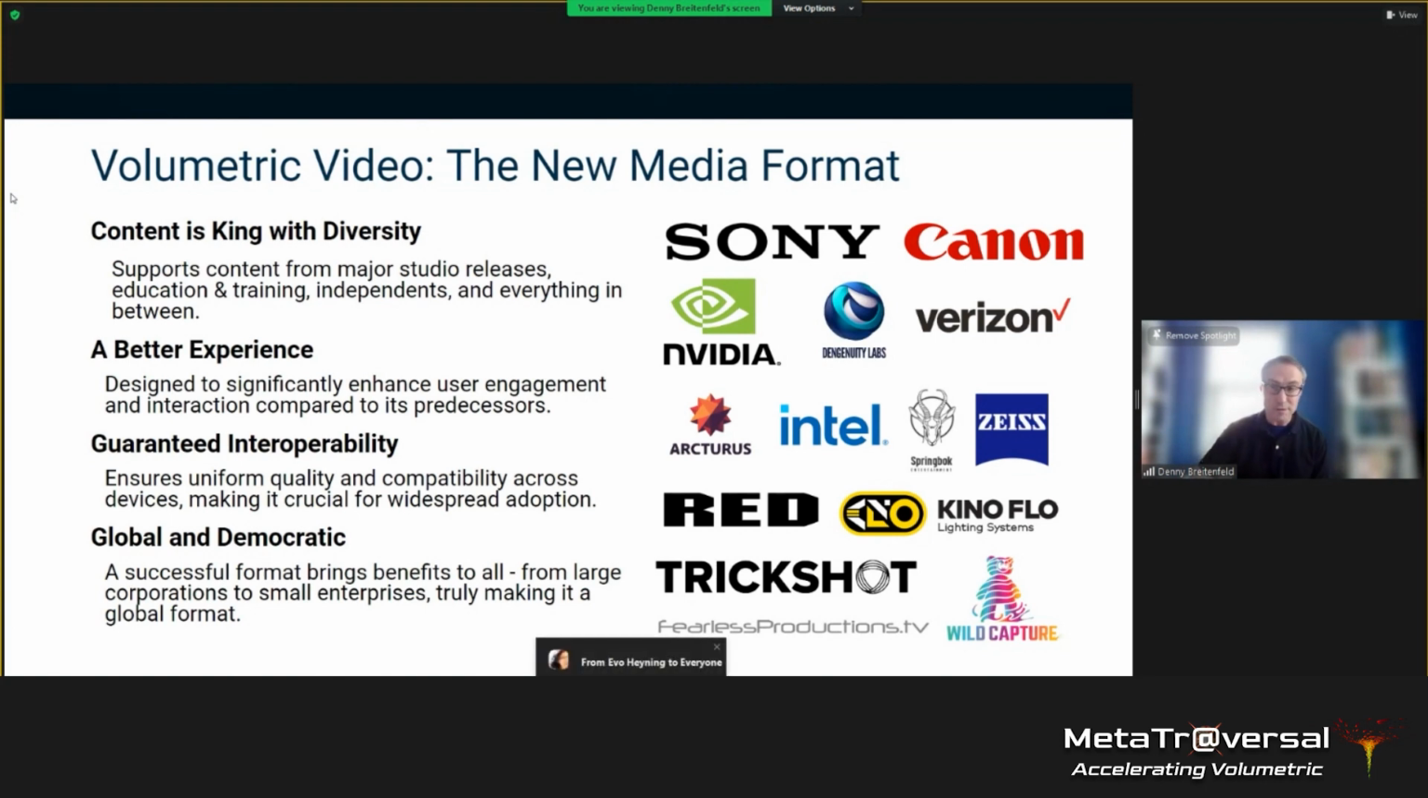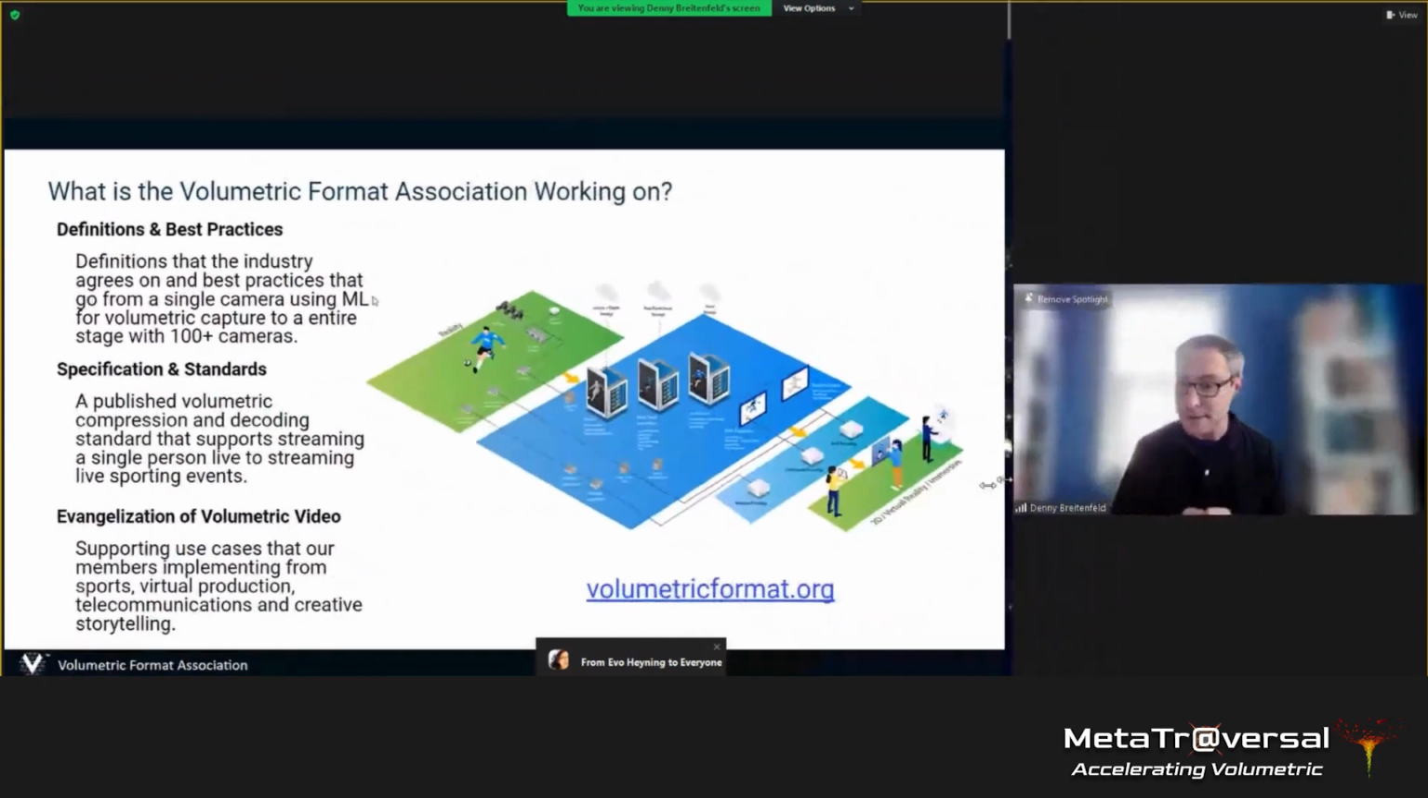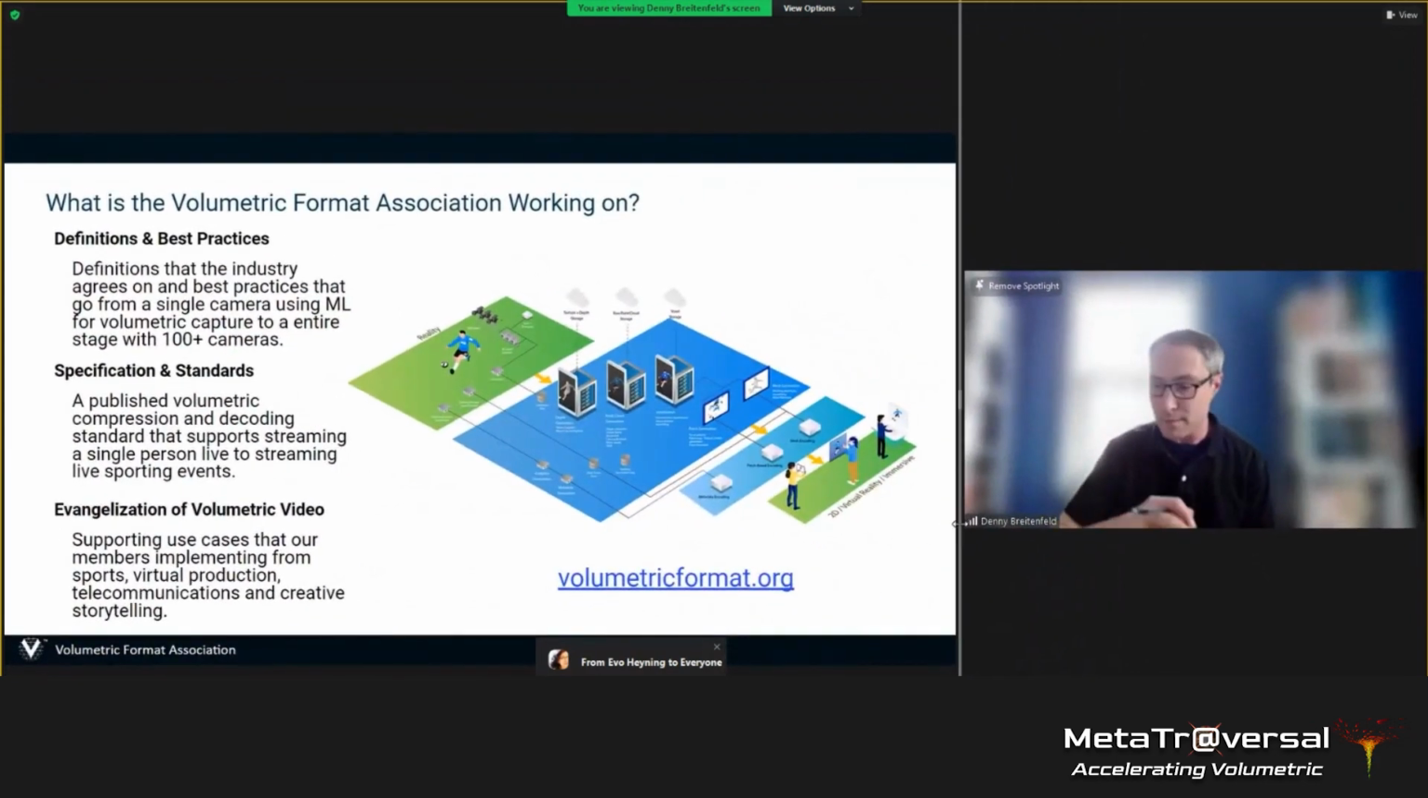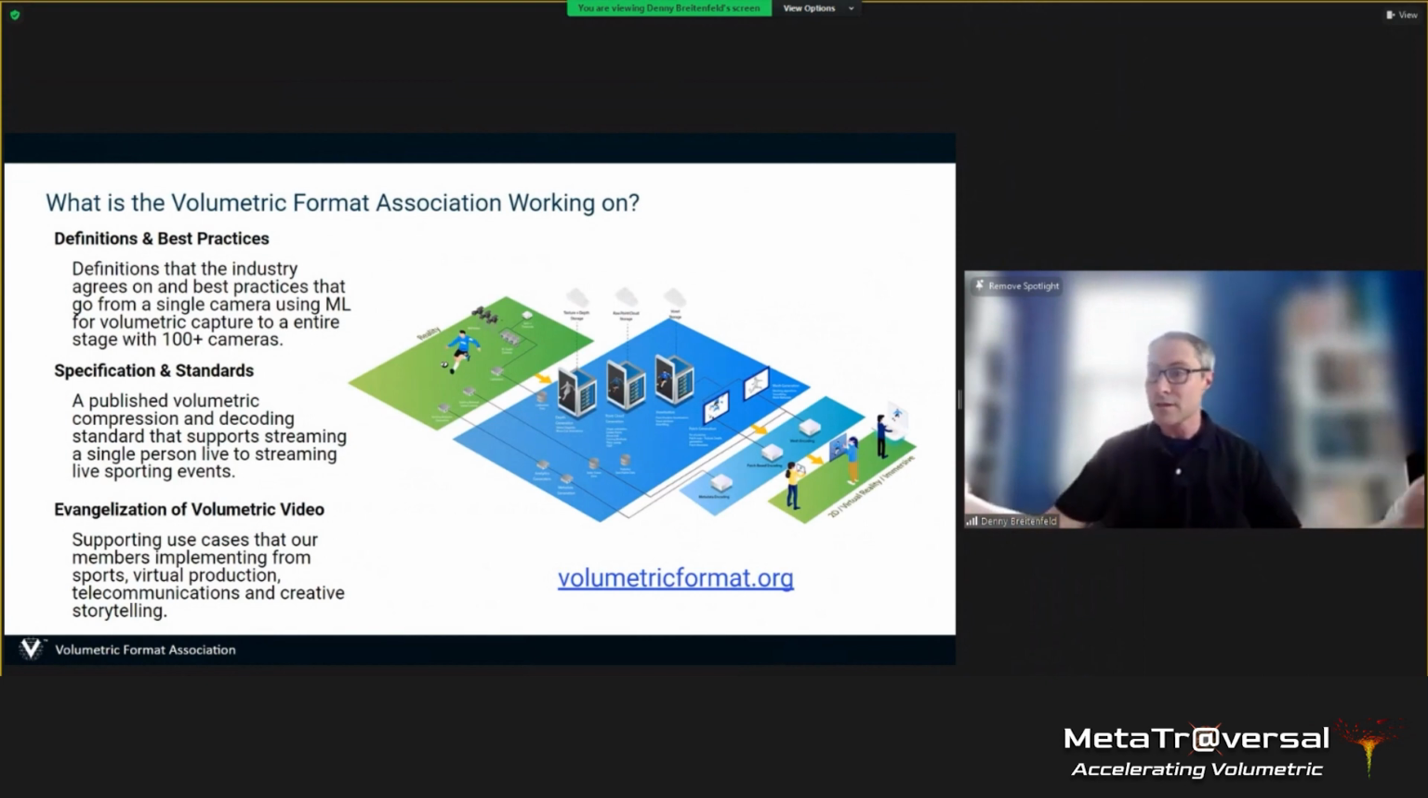So what are we actually working on? It starts with definitions and best practices. Maybe you're using 1 camera, doing machine learning, or you're using 100 cameras with 3-second delay doing live sport events. There are best practices and definitions we can all agree on. Next, we're developing standards and specifications for those standards. The VFA released the decode and render specification that can compress 1 all the way to an entire basketball game. And we're about to release 1.1 in the next couple of weeks as a specification standard.